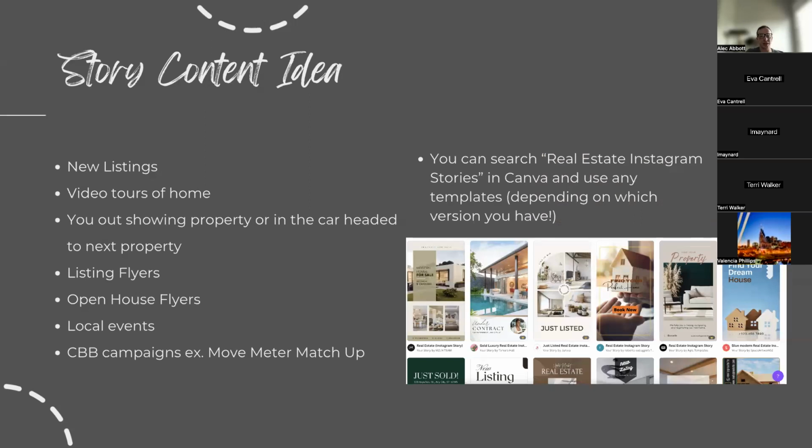So here are some different story content ideas I wanted to give you all. You can do stories on new listings, open houses, video tours of the home. Make it personal. If you're out showing properties all day to clients and you're in the car on to the next one, you could take a selfie real quick, say, on to the next showing, and post it on your story. It's not going to go on your feed. People get to see you're busy. Your Instagram story will get so many more views than your feed post. People like to watch it. It's just more stimulating.